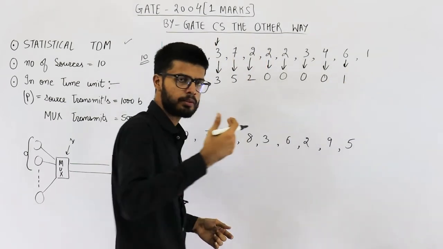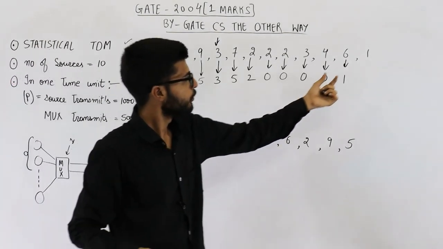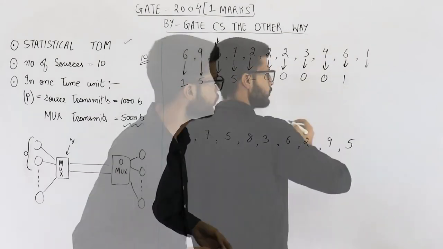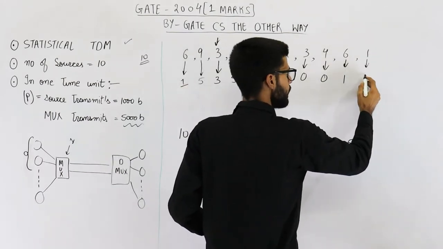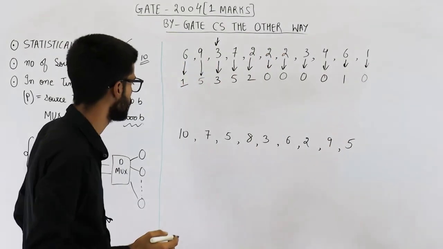1 packet, that means 1000 bits, is already there with this MUX. 1 more station generates data. That will be an additional 1000 bits. So 2000 bits are remaining and we can easily transmit it. So backlog will be 0. Now I am just completing this sequence.